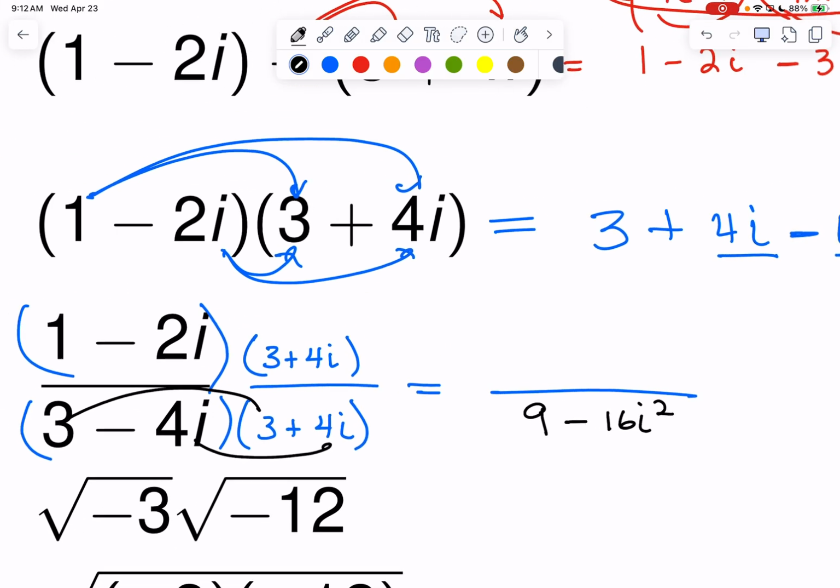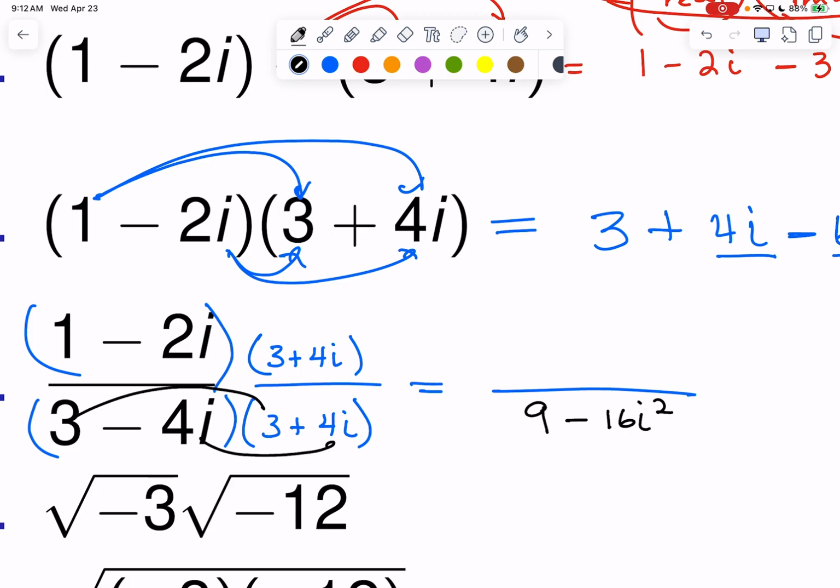Now the top, you don't have a choice. What do you have to do on top? You got to FOIL. They're not conjugates. So you have to do what you did in part B. So FOIL the top for me. Keithan, what would the top be FOILed? Foil the top.